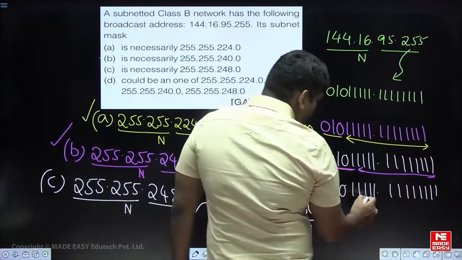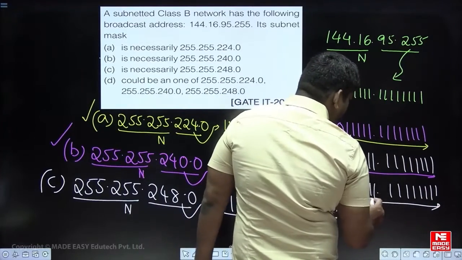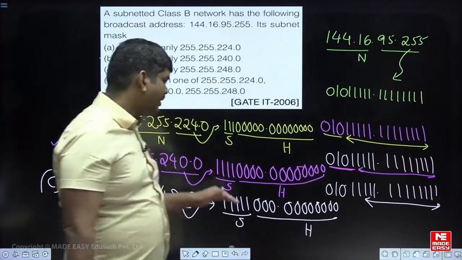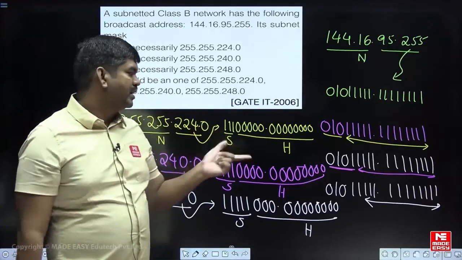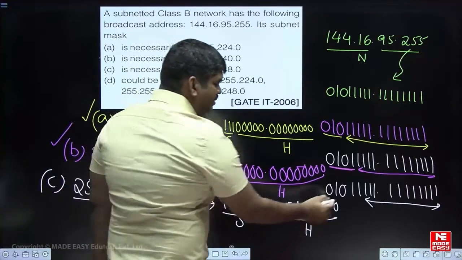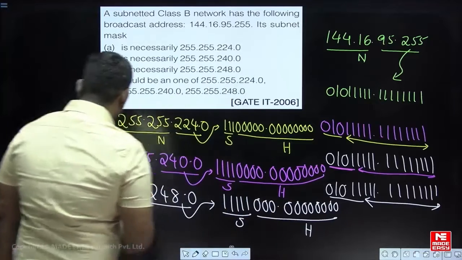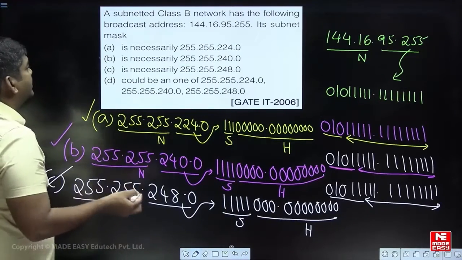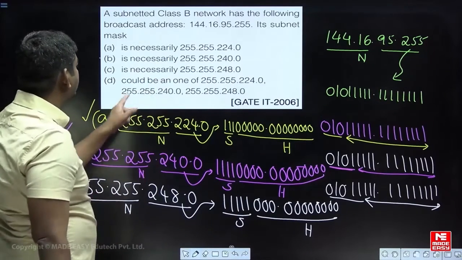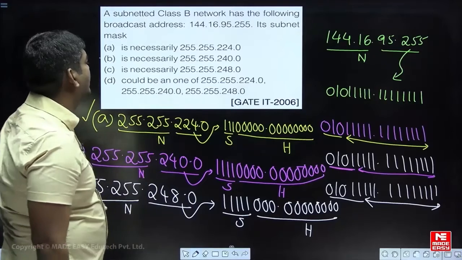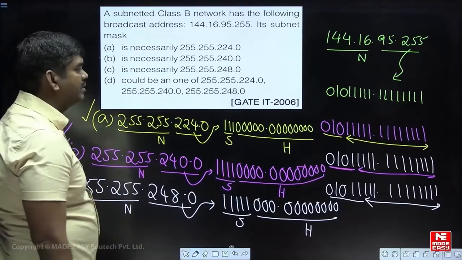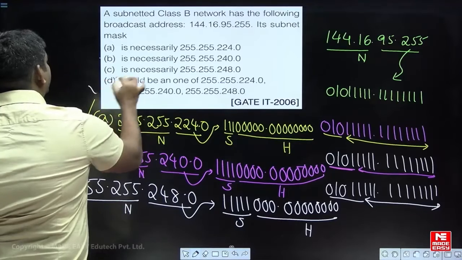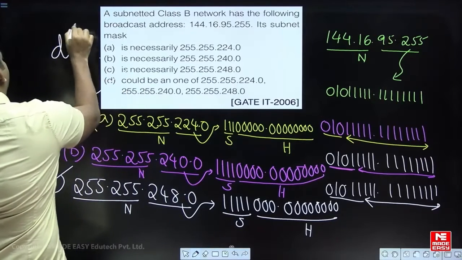So you can observe from here to here, 11 continuous ones are there? Yes. So for this mask, that value is acting as the DBA. So that is also correct, and you can see this subnet is also possible. So this is also an answer. That is the reason for this particular question it could be any one of these three options. It was asked in GATE 2006. So what is the final answer? D is the answer.